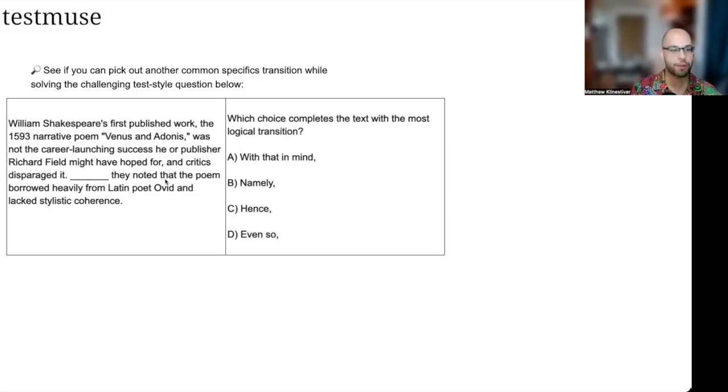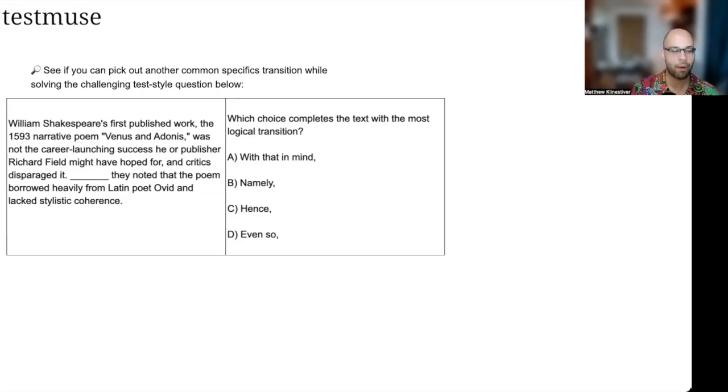So William Shakespeare's first published work, the 1593 narrative poem Venus and Adonis, was not the career-launching success that he or publisher Richard Field might have hoped for, and critics disparaged it, right? Meaning they criticized it. They noted that the poem borrowed heavily from Latin poet Ovid and lacked stylistic coherence. So this is giving us examples or details about how they disparaged it, right? And so we do want a specifics transition here.